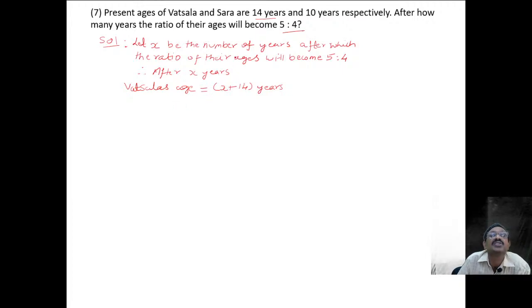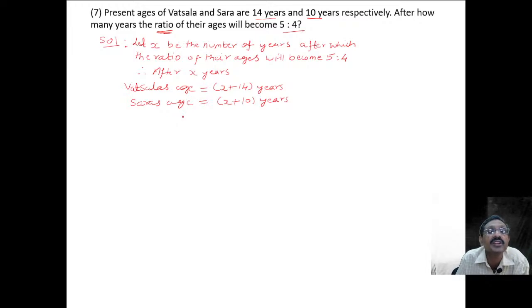Then we have Sara's age. Now Sara's present age is given to us is 10 years. Sara's age is equal to x plus 10 years. So we got Vatsala's age and Sara's age after x years. Now from the given condition, what is given condition in the problem? The present age of Vatsala and Sara are 14 years and 10 years respectively. After how many years the ratio of their ages will become 5:4.